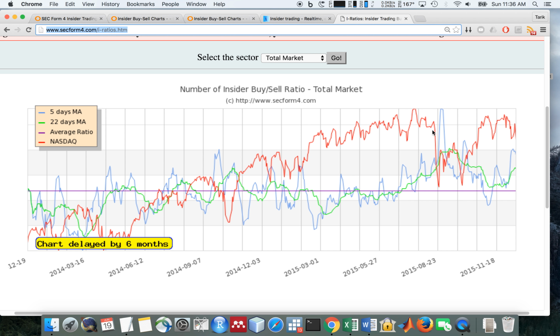You can see here during this fall off, again a huge spike in buying to selling, and again buying to selling. So counter-cyclical, and then you see quite a nice recovery.